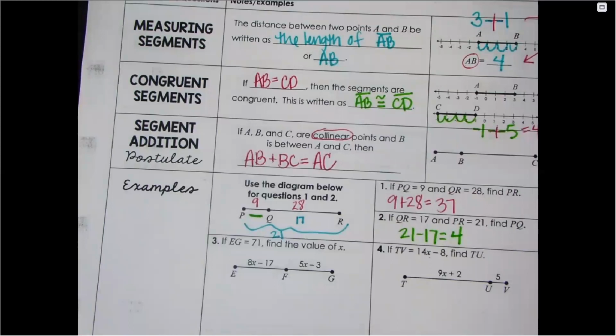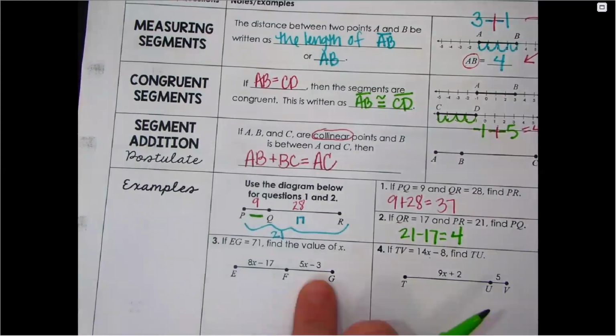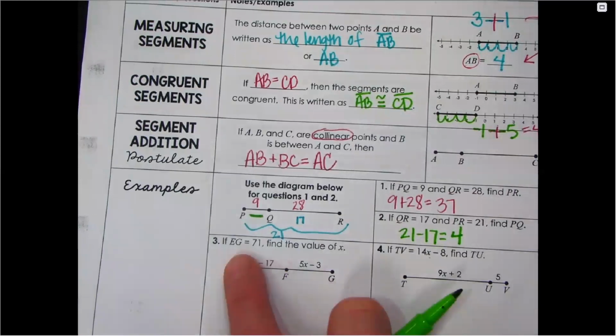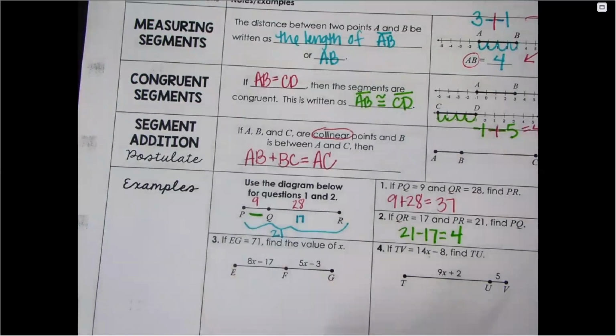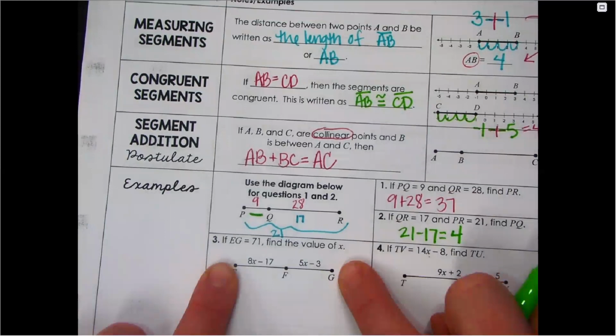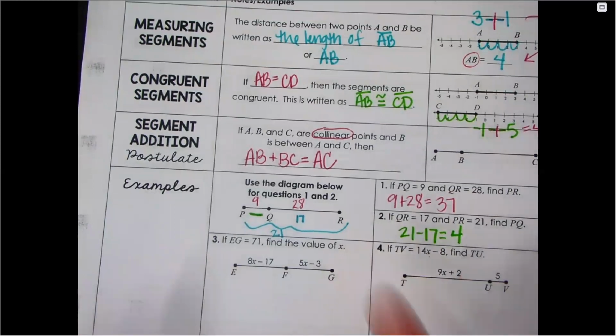But if we look at this down here, now we have some expressions. So if we look at this, it says if EG is 71, okay? EG is 71. That's the entire segment. Find the value of X, okay? So how are we going to find the value of X?